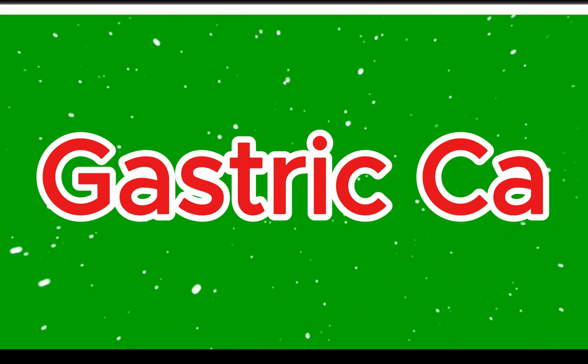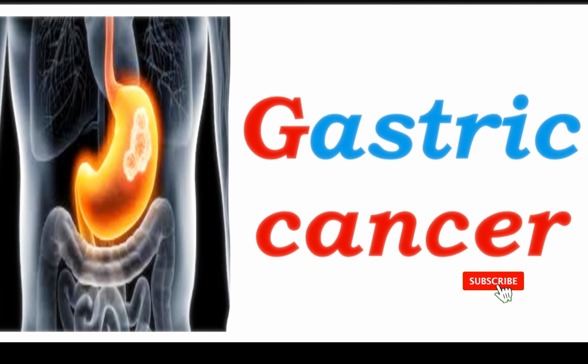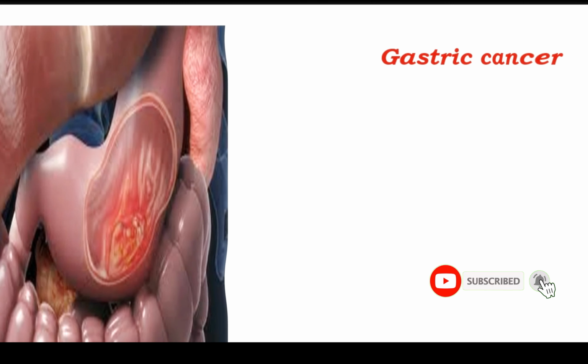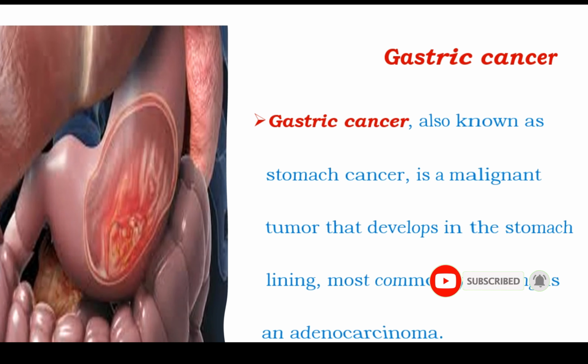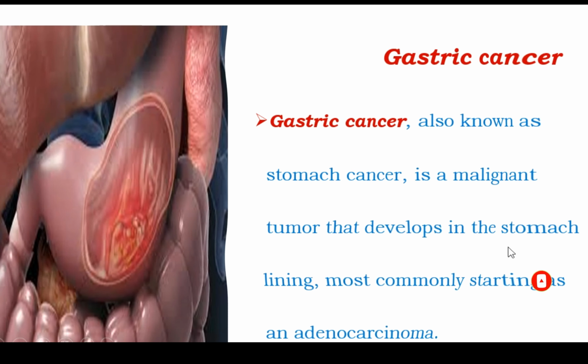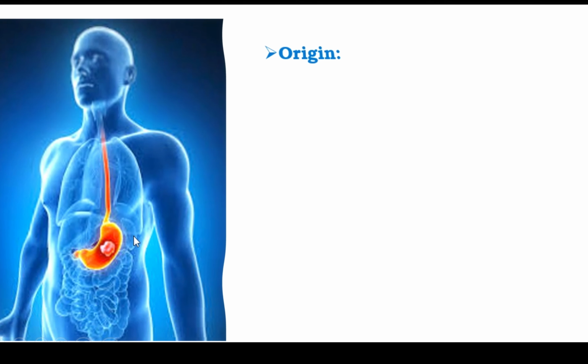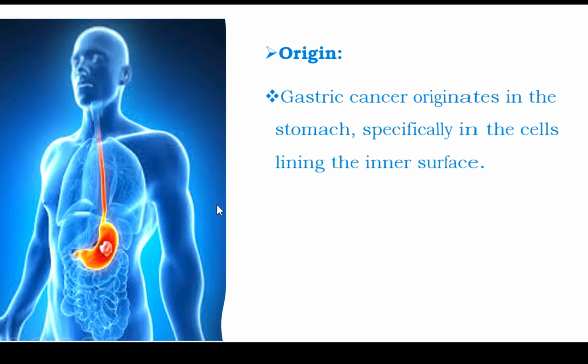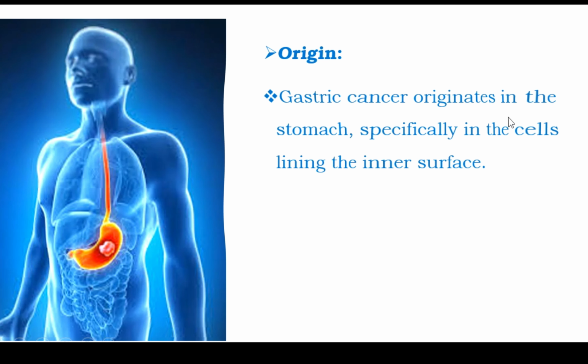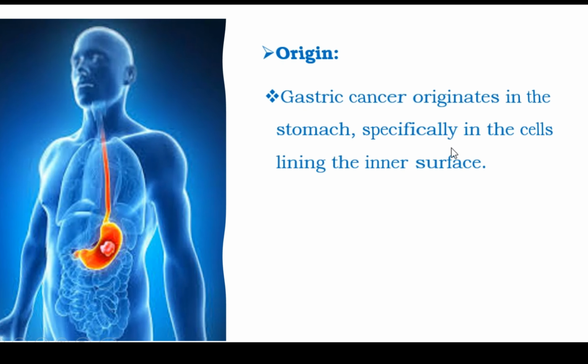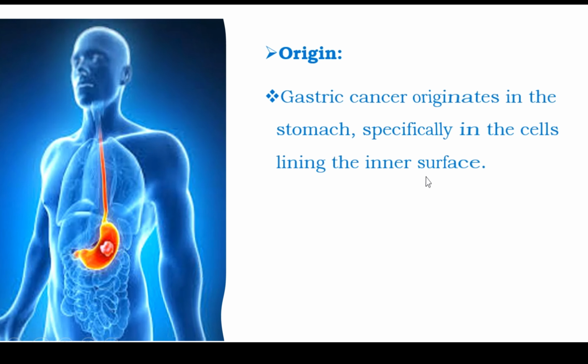Today we will see about gastric cancer. Gastric cancer, also known as stomach cancer, is a malignant tumor that develops in the stomach lining, most commonly starting as an adenocarcinoma. Here's a more detailed overview about gastric CA. What is gastric cancer? Origin. Gastric cancer originates in the stomach, specifically in the cells lining the inner surface.